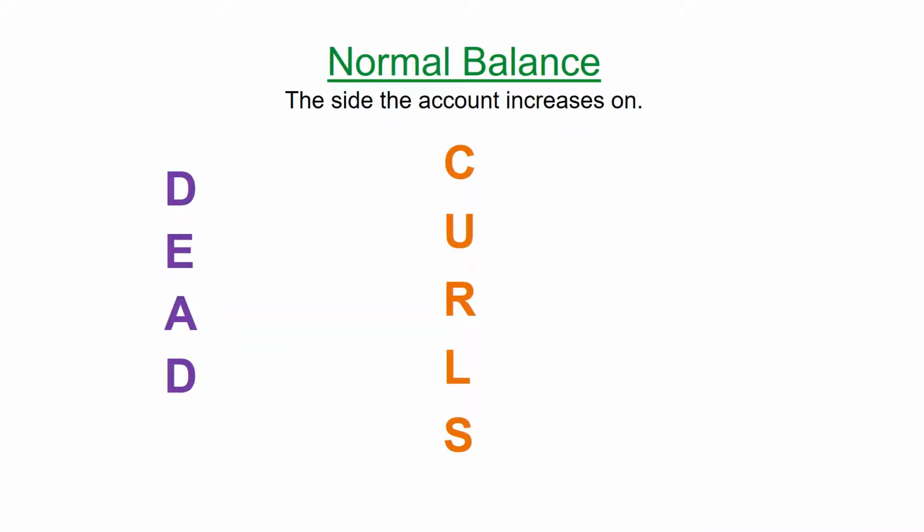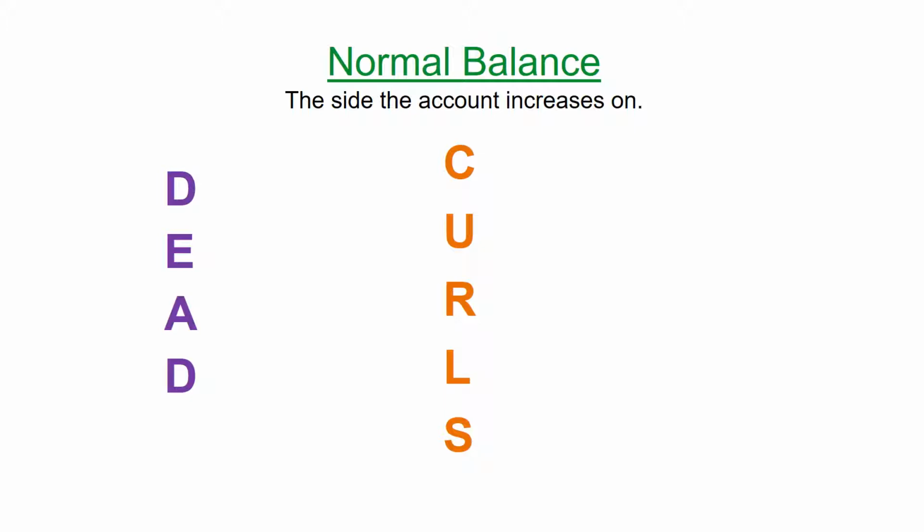The normal balance of an account is the side the account increases on. If you remember the normal balance of an account, you'll know how to increase it and decrease it. Every account has a normal balance. To help remember the normal balance of the different accounts, I think of debt and curls.